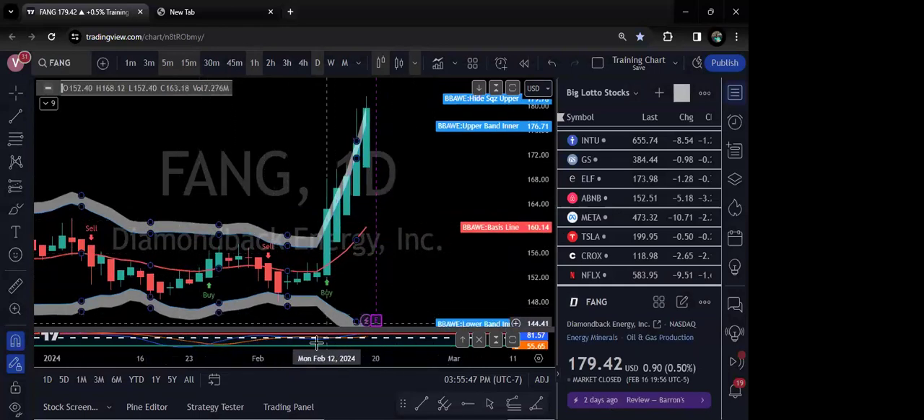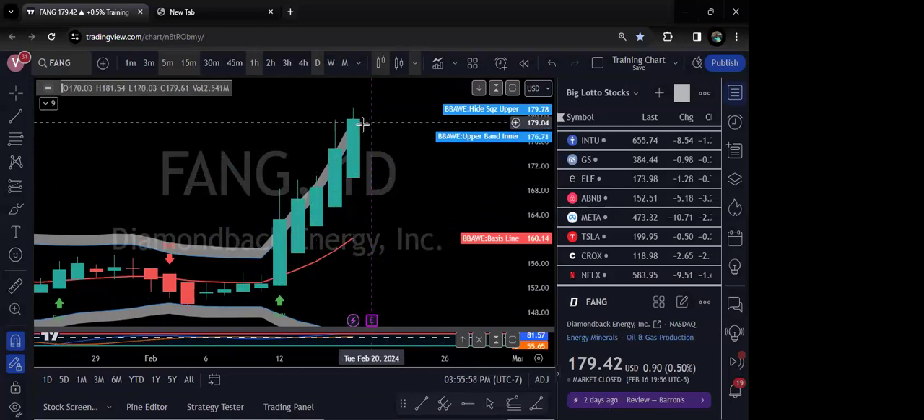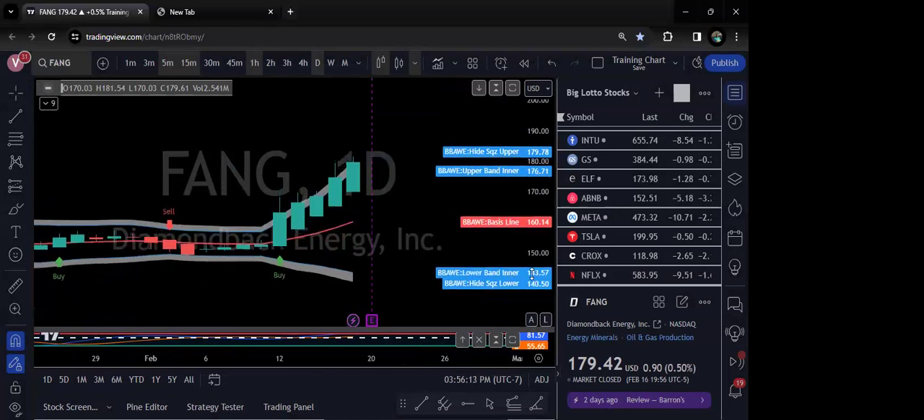CMG is a big money stock. Look at the blue, strong, strong, strong, strong, strong, strong. 1, 2, 3, 4, 5. Day 6. It's breaking a rule too. And this is supposed to continue up. This one, NVIDIA, is supposed to continue up.